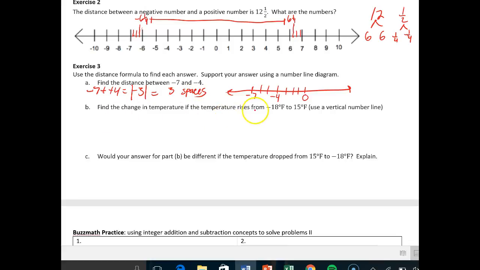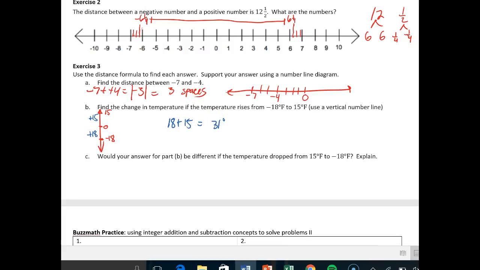Find the change in temperature if it rises from negative 18 to 15. Use a vertical number line. So here's our vertical number line. Here's 0 right here. We'll say it starts at negative 18 down here, rises all the way to 15 up here. Well, from negative 18 to 0 is 18 spaces, and then from 0 to 15 is 15 more spaces. So basically, this problem turns out to be, after drawing our picture, 18 plus 15, which is 33 degrees, right?